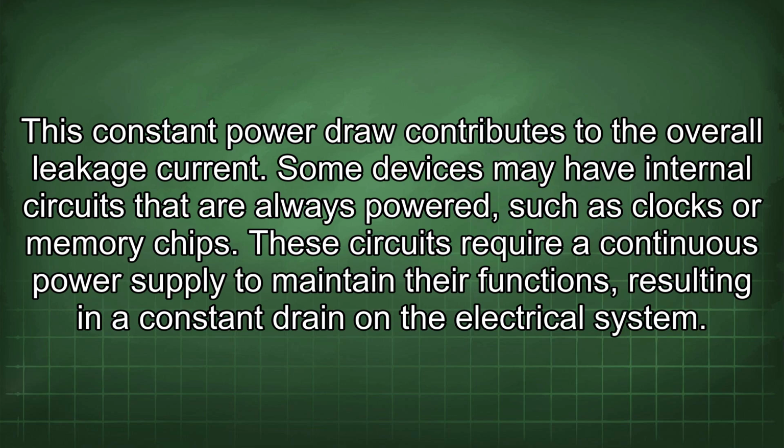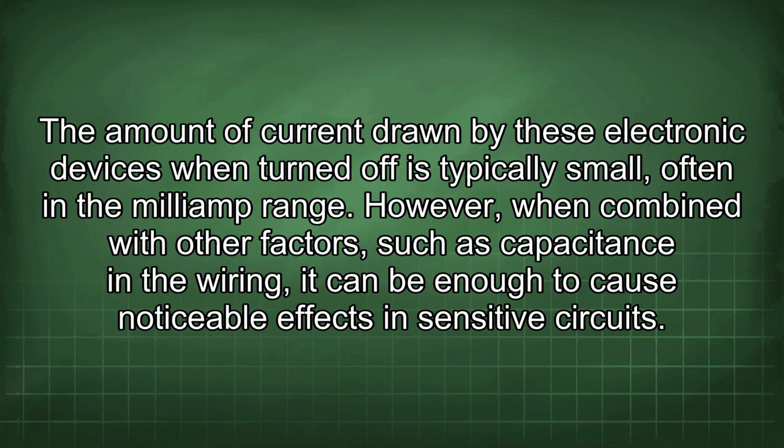Some devices may have internal circuits that are always powered, such as clocks or memory chips. These circuits require a continuous power supply to maintain their functions, resulting in a constant drain on the electrical system. The amount of current drawn by these electronic devices when turned off is typically small, often in the milliamp range. However, when combined with other factors such as capacitance in the wiring, it can be enough to cause noticeable effects in sensitive circuits.